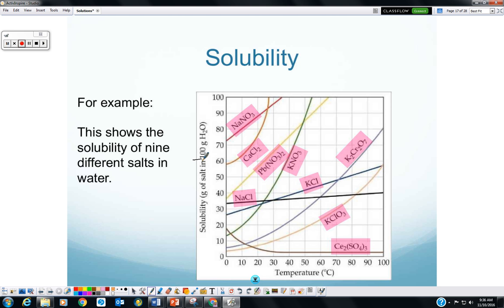One of the things I want to point out is this statement right over here on the side of the graph. It should say it on yours as well, but it says solubility, grams of a salt in 100 grams of water. What do we know about water at standard pressure as far as 100 grams is equivalent to what volume?